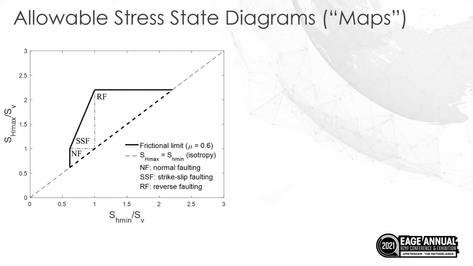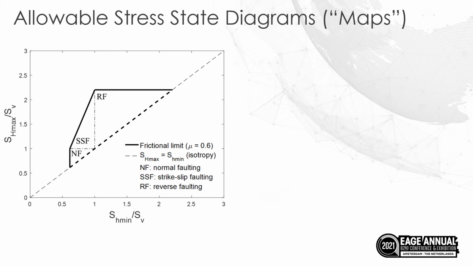Now, the range of stress states which can occur in the Earth's subsurface can be visualized in a very simple two-dimensional plot called the allowable stress state diagram. Sometimes this is known as MAP. This has SH max normalized by SV on the y-axis and SH mean normalized by SV on the x-axis. The dotted diagonal is the line of horizontal isotropy, where SH max is equal to SH mean, and the solid dark lines are drawn to indicate the frictional limits.